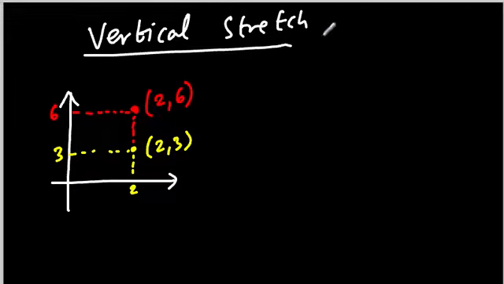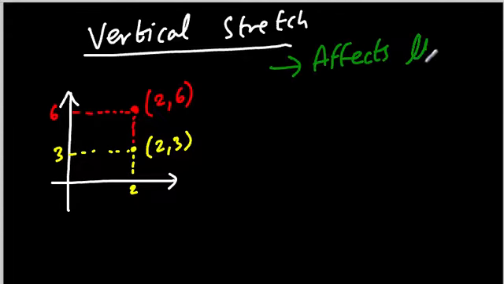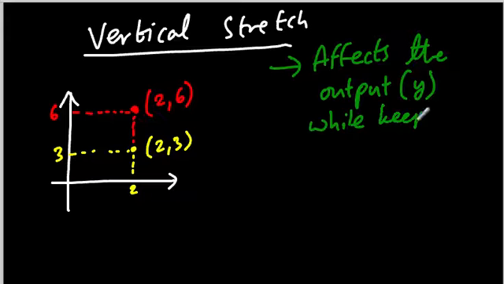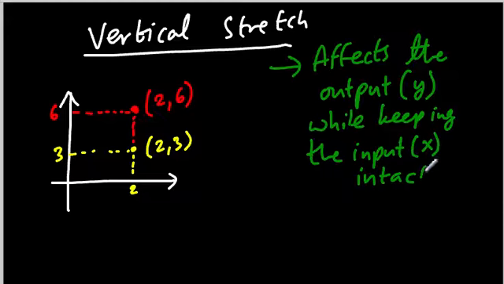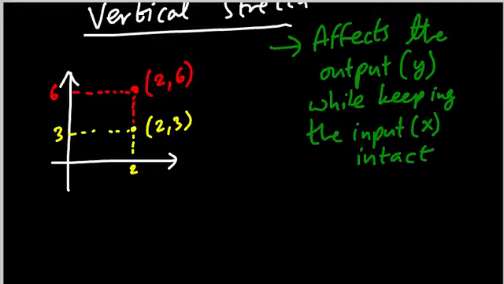So once again, vertical stretch affects the output, which is the y, while keeping the input, which is the x's, intact. As we can see over here, when we stretch it this way, it goes from 3 to 6, but the x's, or in other words, the inputs, remain the same. So it's 2 and 2. So how do we write this? How do we use the functional notation?